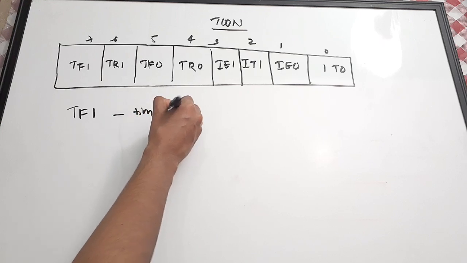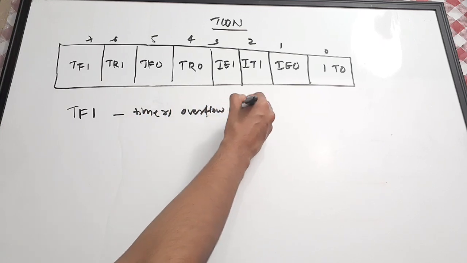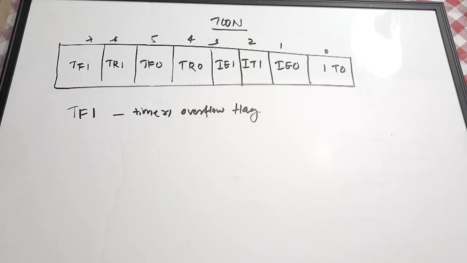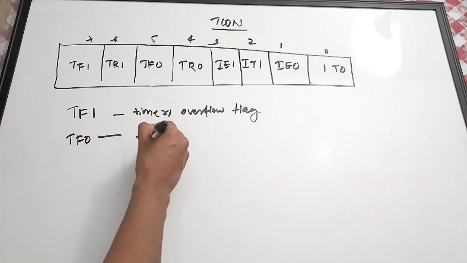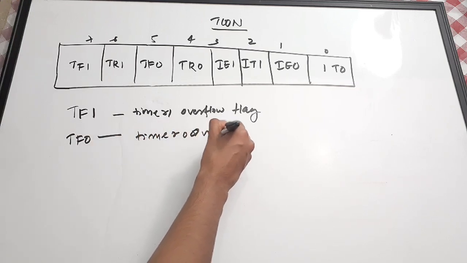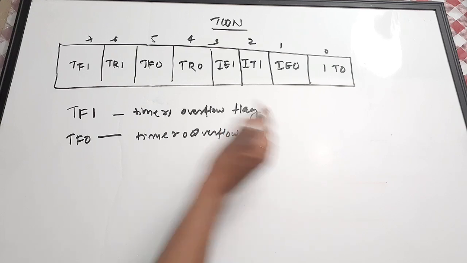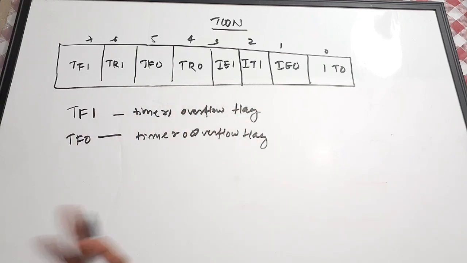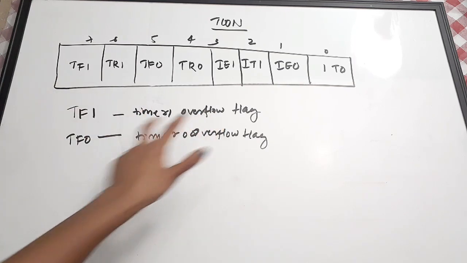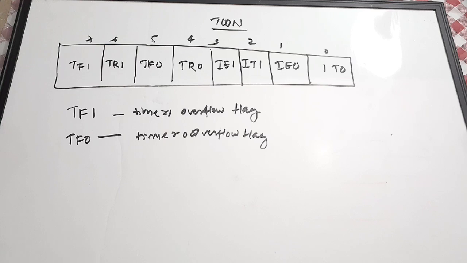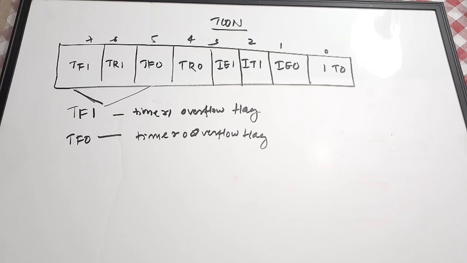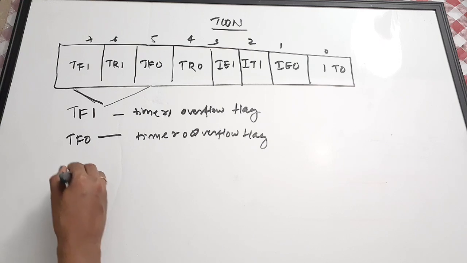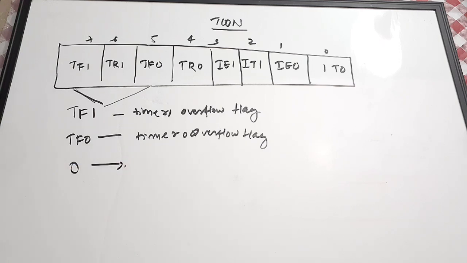TF1 is the timer 1 overflow flag. Now if TF1 is the timer 1 overflow flag, what will TF0 be? TF0 is the timer 0 overflow flag. So study these things in a connected way. It is easy to remember. TF1 is the timer 1 overflow flag. TF0 is the timer 0 overflow flag. So we are going to discuss these two fields now.